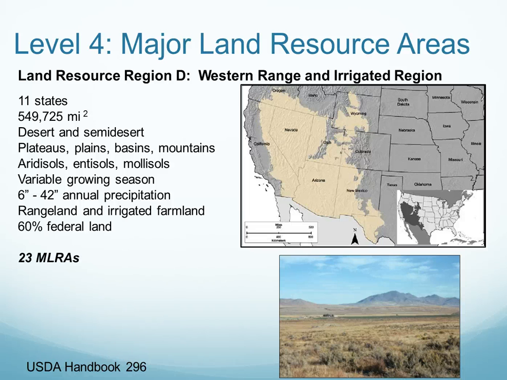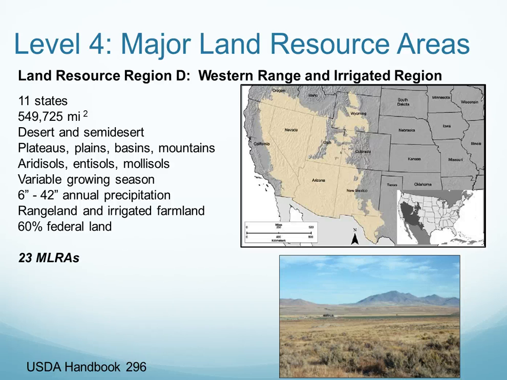If we look at another land resource region, in this case the Western Range and Irrigated region, we see something quite different. This is the largest of the land resource regions. It spans across 11 states and encompasses nearly 550 square miles.